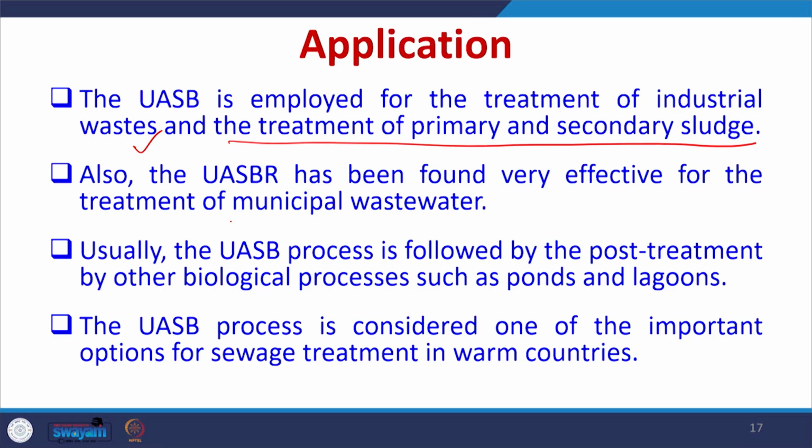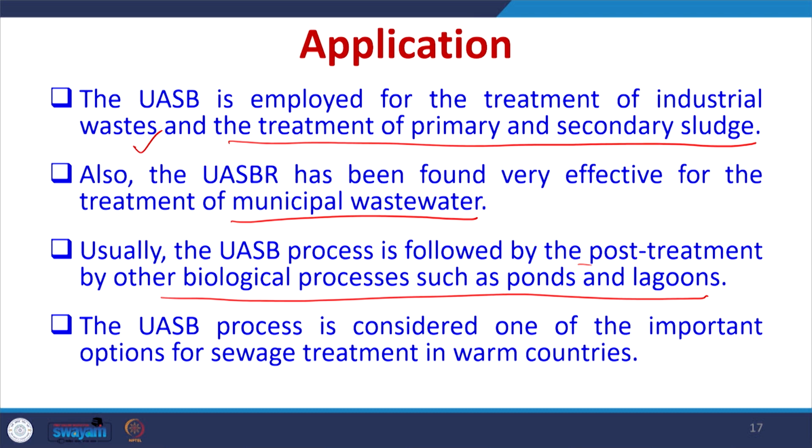The UASB reactor can also be used for treatment of primary and secondary sludge which is generated, because the primary and secondary sludge will contain a very high organic load. It can also be used for treatment of municipal wastewater as such. Usually the UASB process is followed by post treatment by other biological treatment processes such as ponds or lagoons.